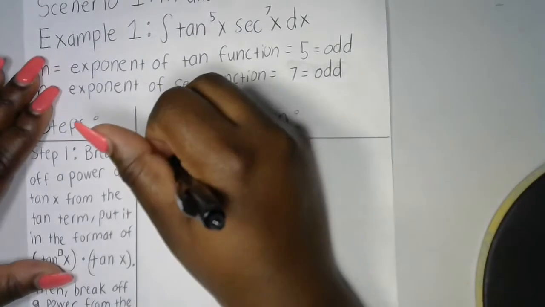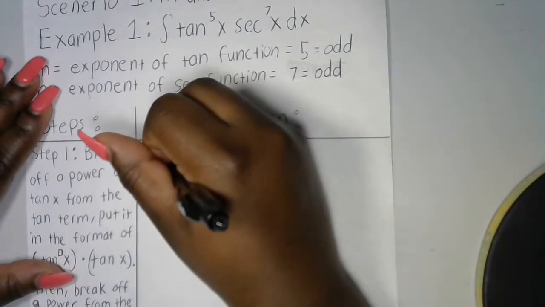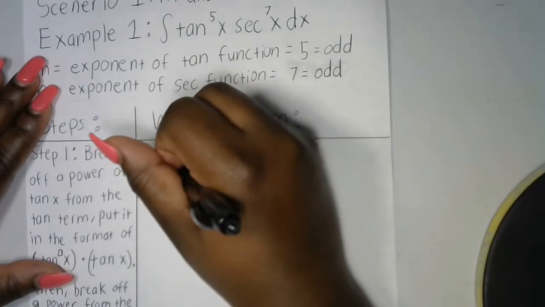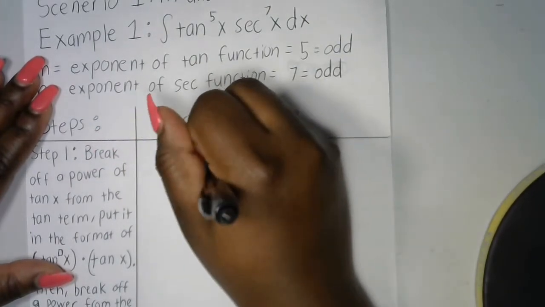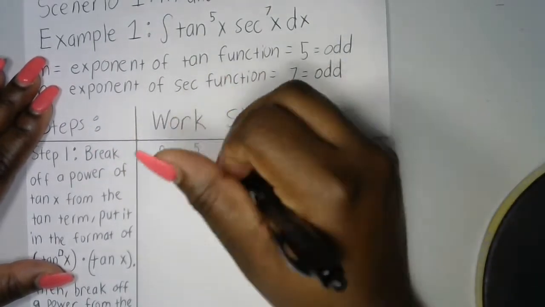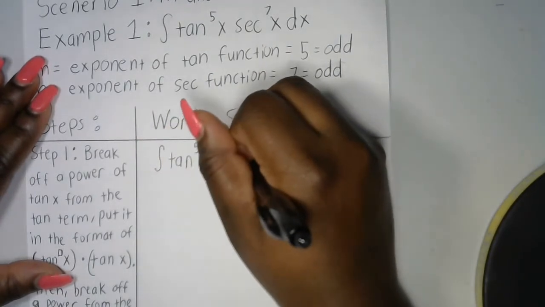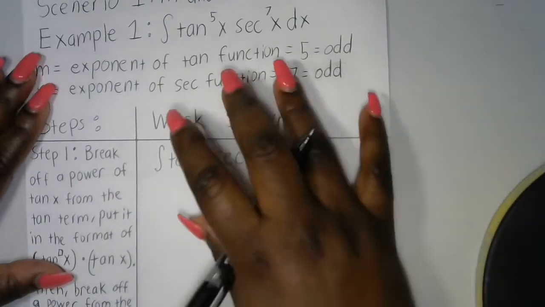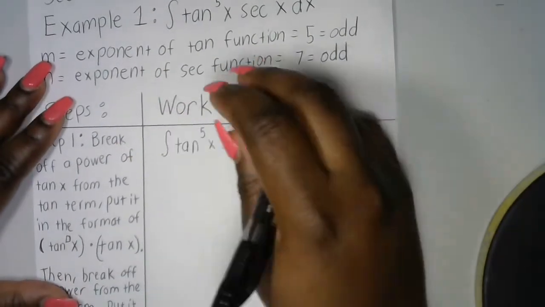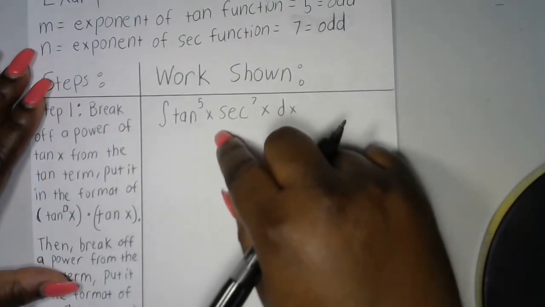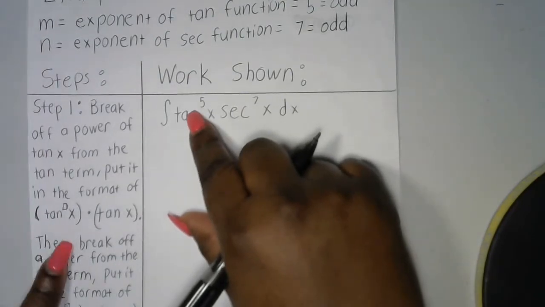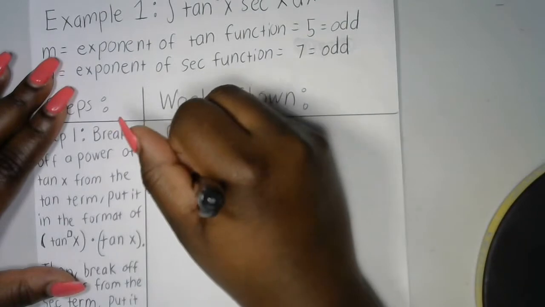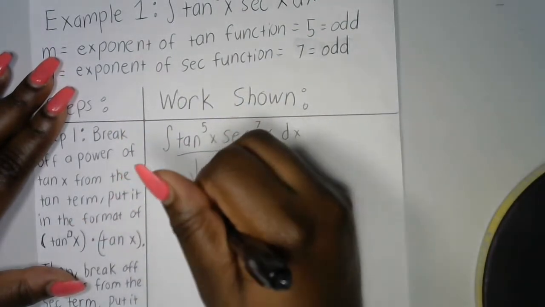So what do we have so far? We started off with the integral of tan x to the 5th power times secant x to the 7th power dx. So we have to break off a power of tan x and put it into this format first. So we can take this term right here, and we have to break off a power.